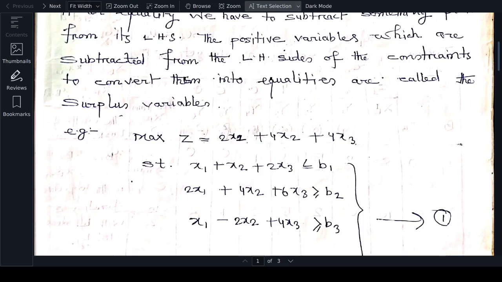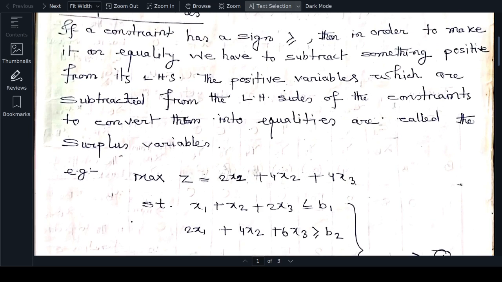Yes, Ripon, in the first constraint which variable do we use? Surplus? Slack variable, because the symbol is less than or equal to. Next constraint, surplus. Then the third constraint, surplus.